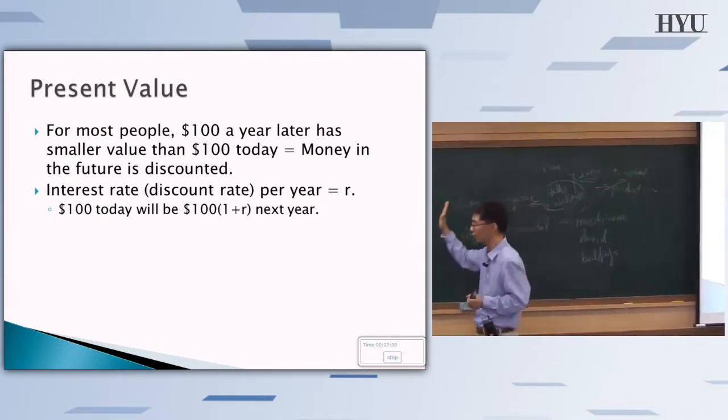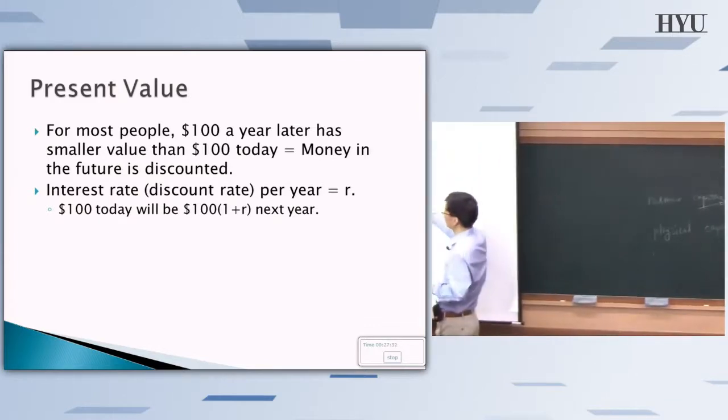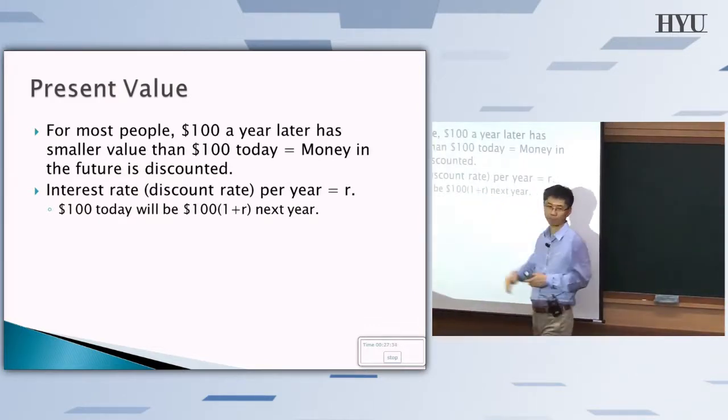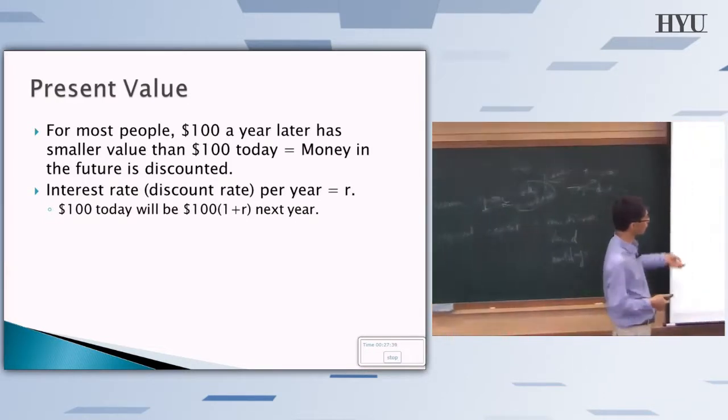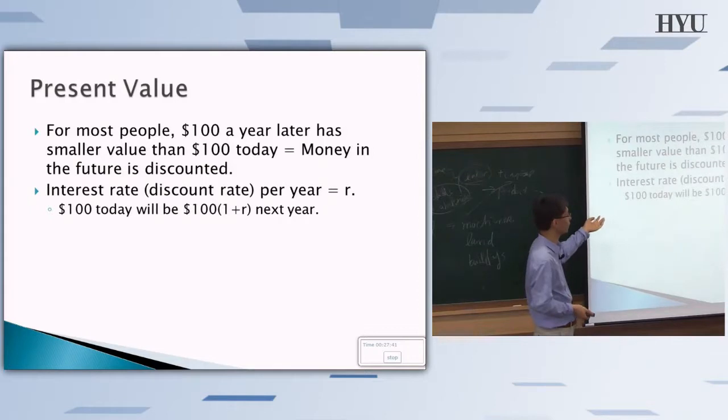So anyway, let's use 5%. So you will have $5 more. Okay? So $100 today will be different. It will have different value next year. Actually, have a bigger value.